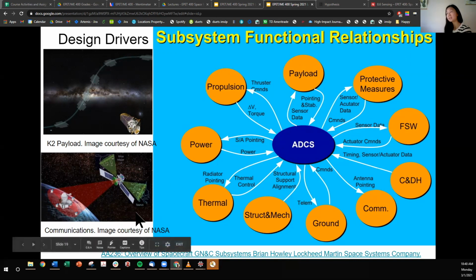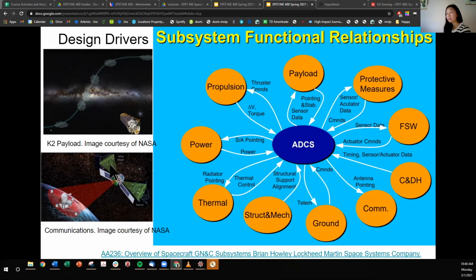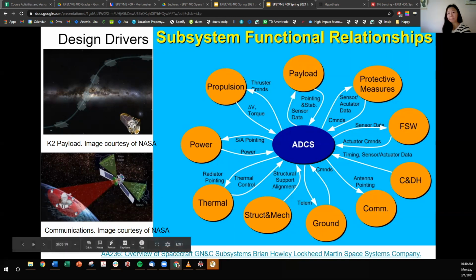For communications, this spacecraft is pointing into the sky while also pointing towards ground. It's using the references of the sky to figure out how to point towards the ground station.